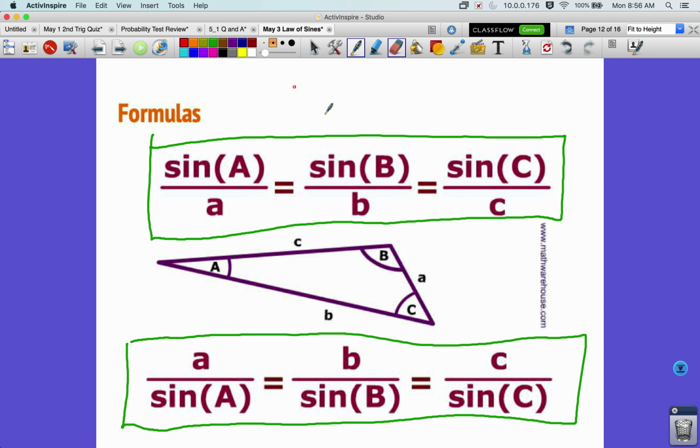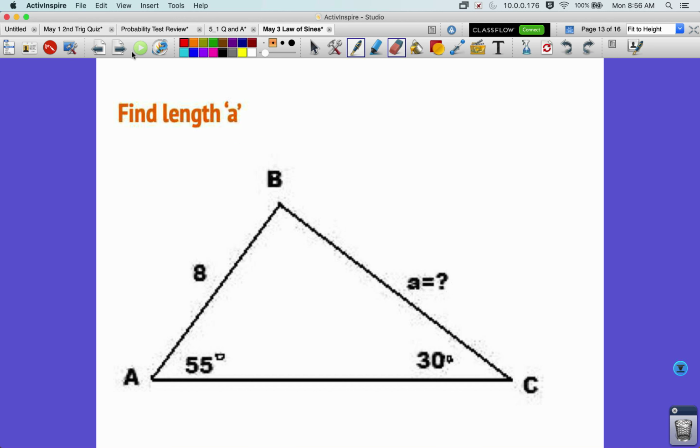And notice these 2 are just each other flipped upside down. We can do that to any formula. But these are set up to solve for an angle. And these down here are set up to solve for a length. All right, so this will help you solve any missing piece of a triangle if you've got 3 pieces of information and at least 2 of them are opposite from one another and one is opposite from what you want.